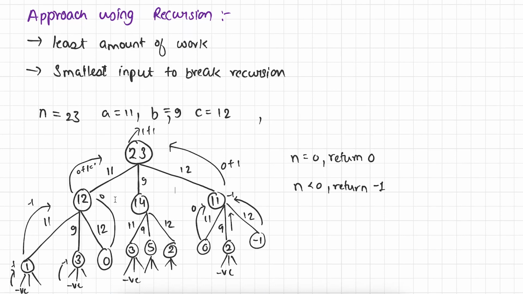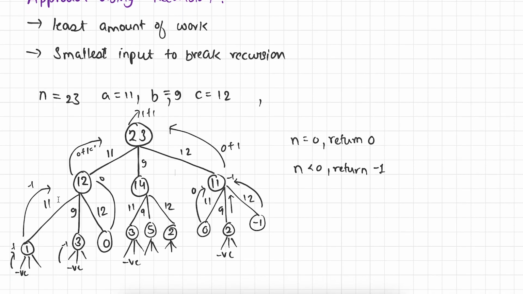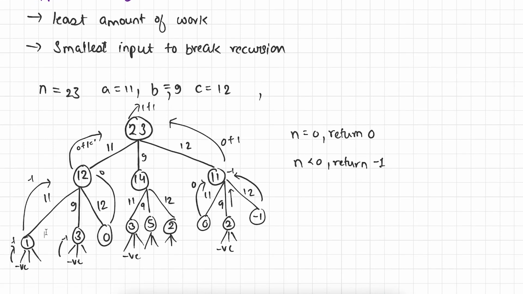After making 3 cuts, we end up with ropes of size 12, 14 and 11. Then we again repeat the same steps and make cuts of 11, 9 and 12. Now the sizes of the ropes become 1, 3 and 0.